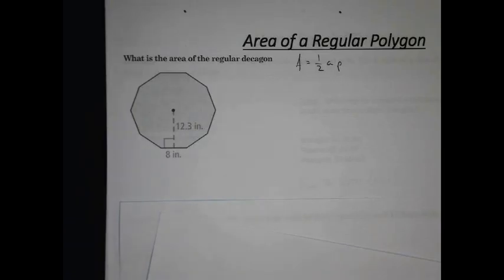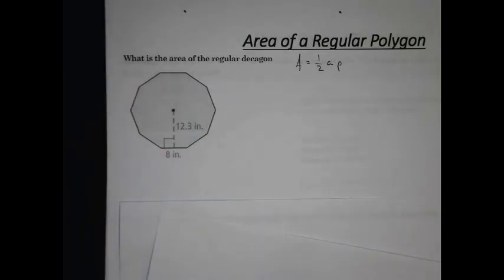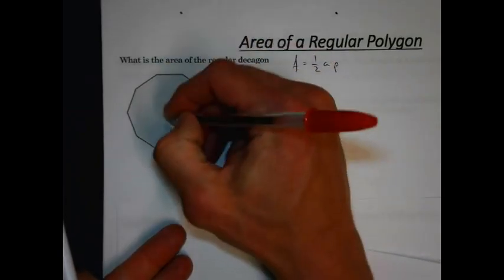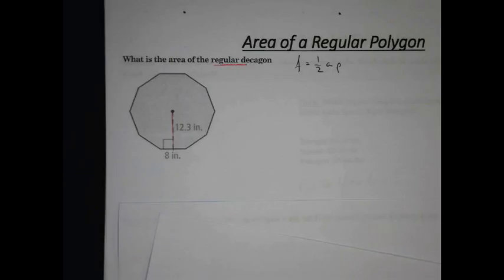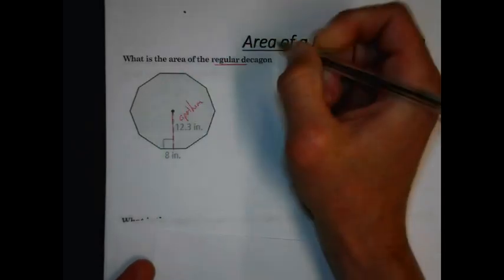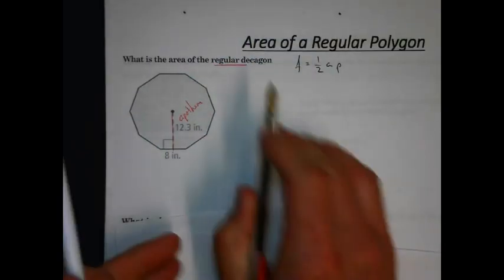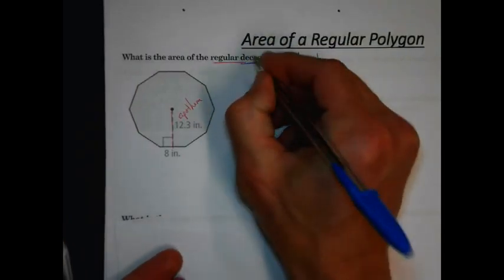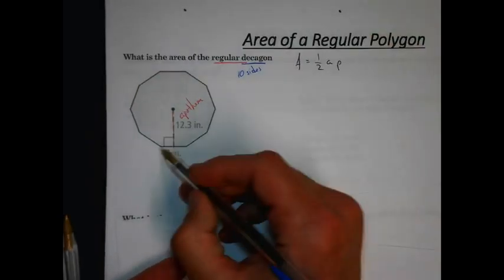Now, the cool thing is that we are given the apothem. So in this diagram, we have the apothem. It's 12.3 inches. Okay, so we have our apothem in the diagram. What we don't have is the perimeter. How are we going to find the perimeter here? We have a decagon, and decagon means 10 sides. Okay, we have 10 sides, so you can count them up.